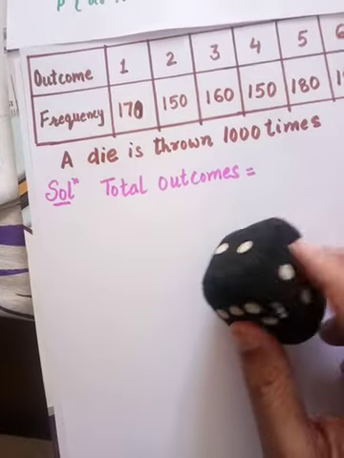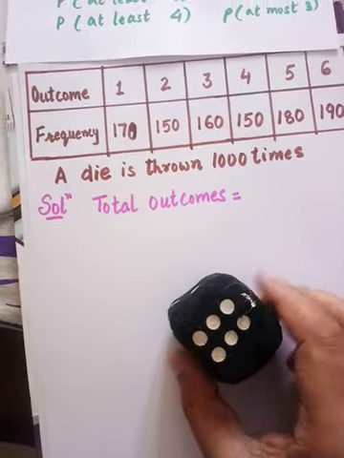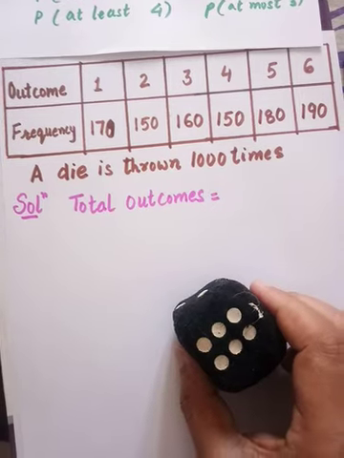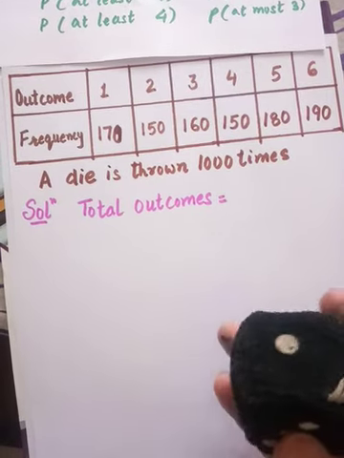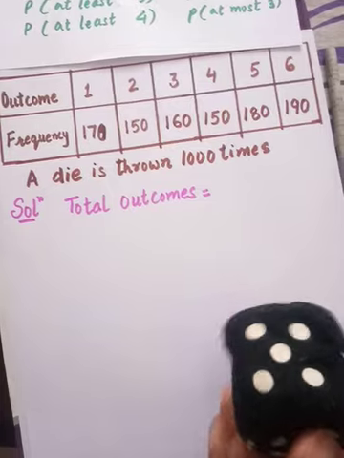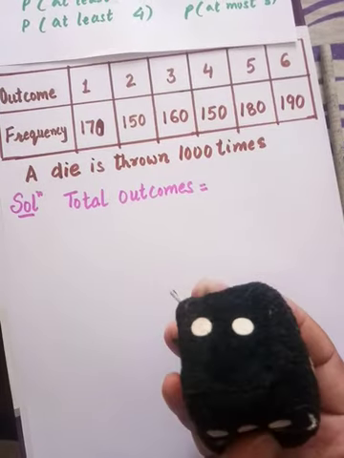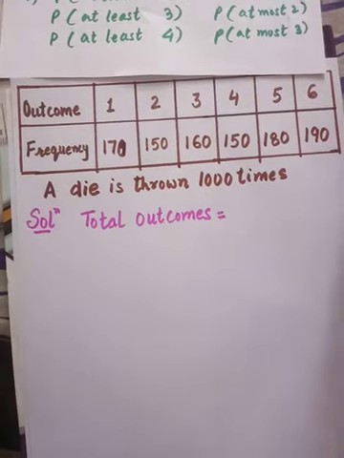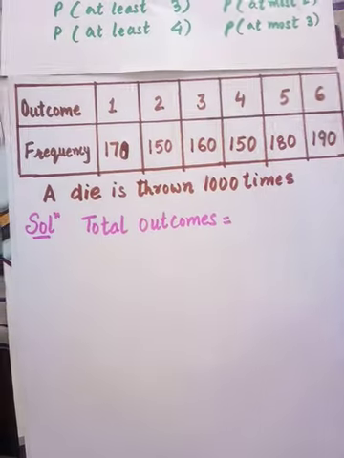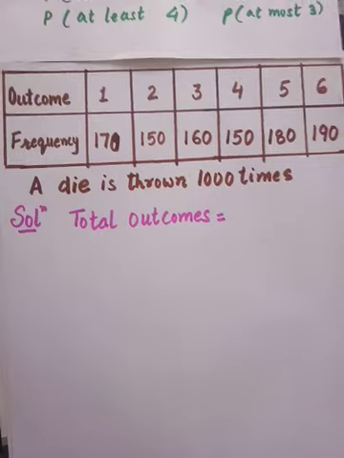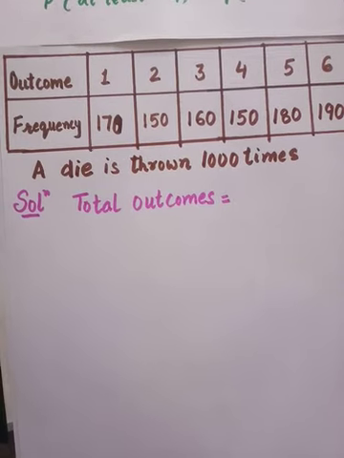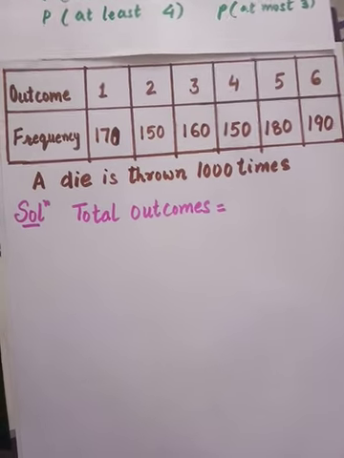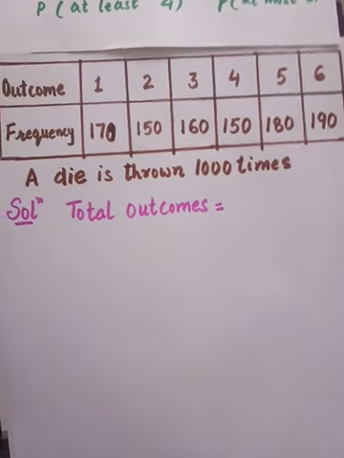In this way the whole experiment is repeated. Sometimes I'm getting 1, or sometimes 2, sometimes 1, sometimes 5, sometimes 4, and sometimes 6. So all these outcomes I'm getting in throwing of dice, and I'm repeating this experiment 1000 times. So accordingly I've arranged the information in that table.